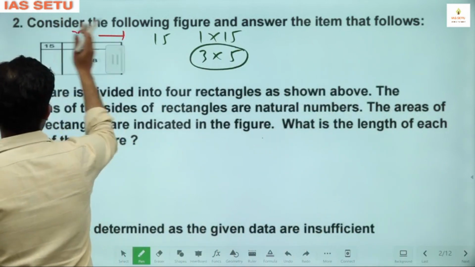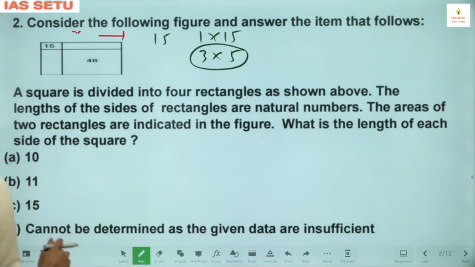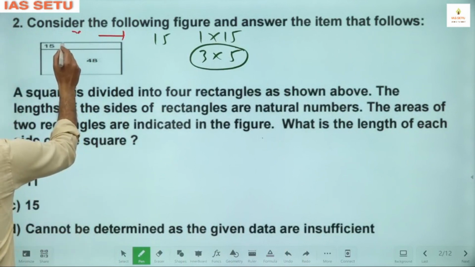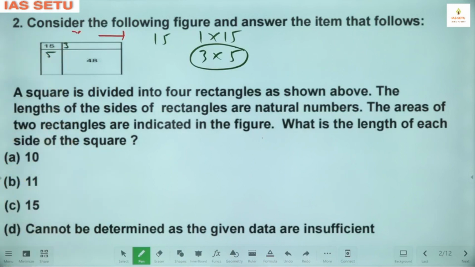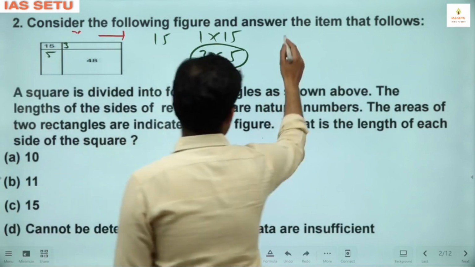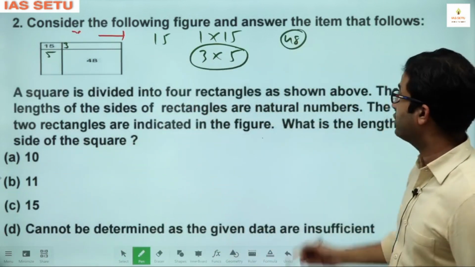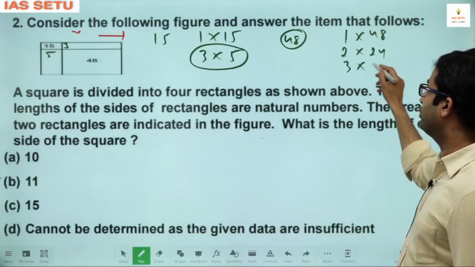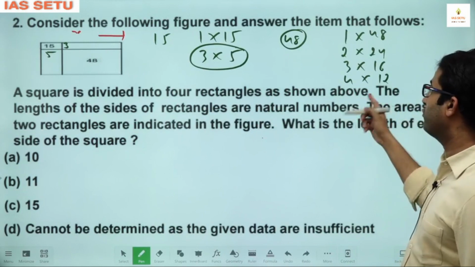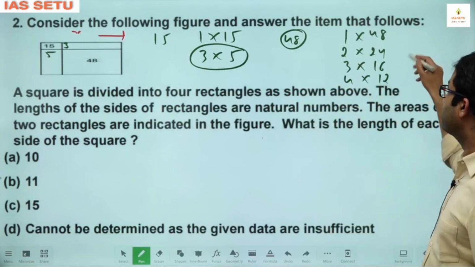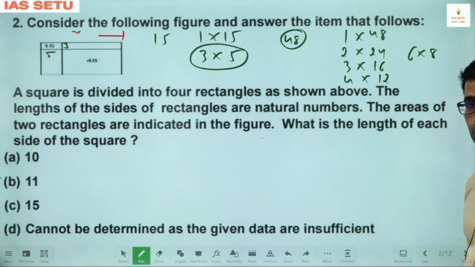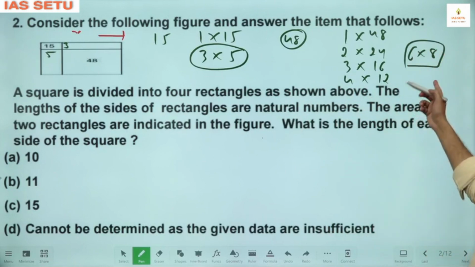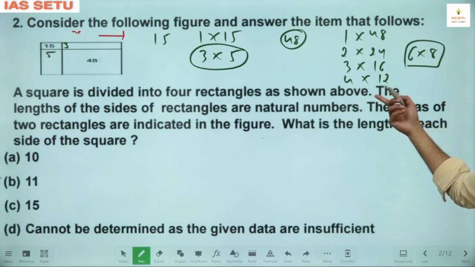So what I do, I assume that one side is 3, other side is 5. Next is 48. I have to make factors of 48. 1 into 48, 2 into 24, 3 into 16, 4 into 12, 5 into decimal, not possible, 6 into 8. So here we start with this. If it does not fit, then we will try 4 and 12, hit and trial.